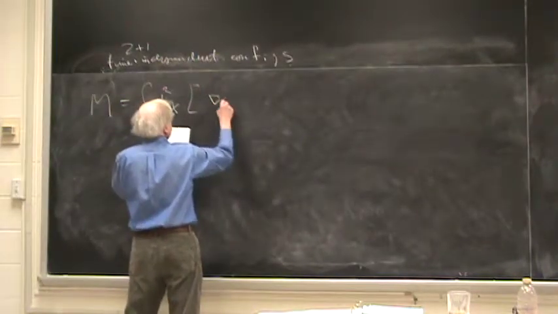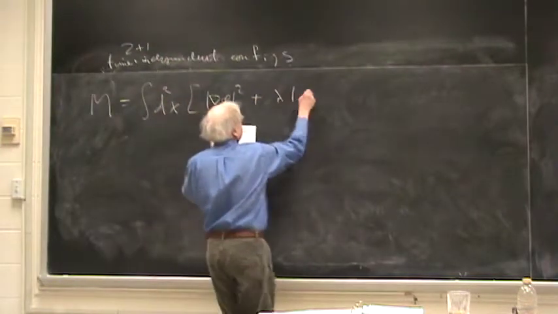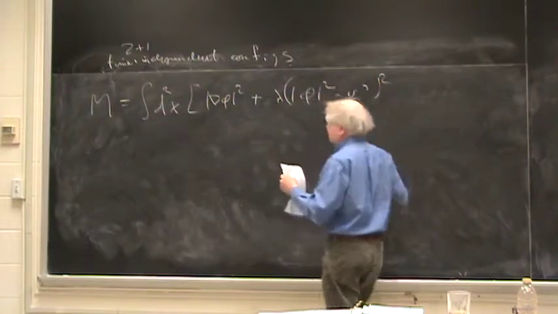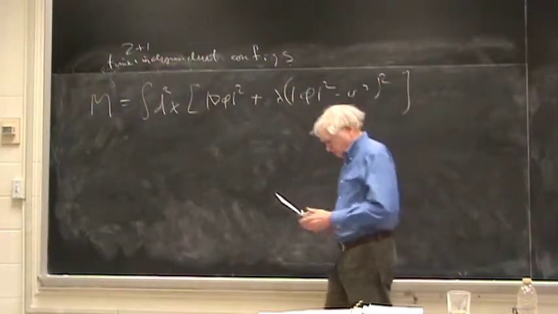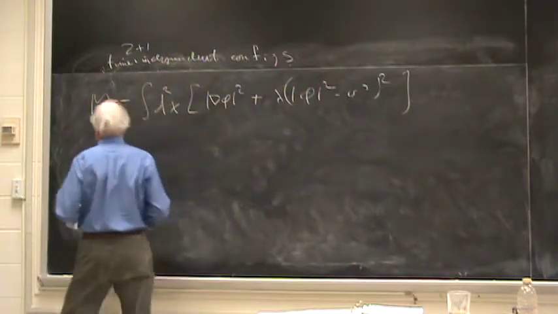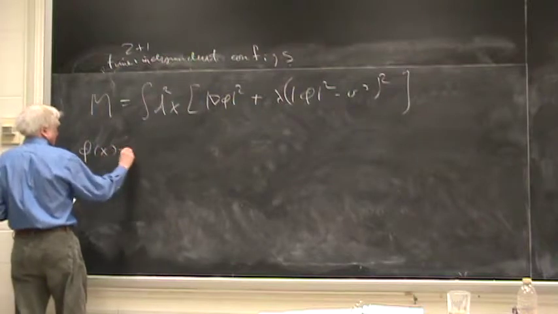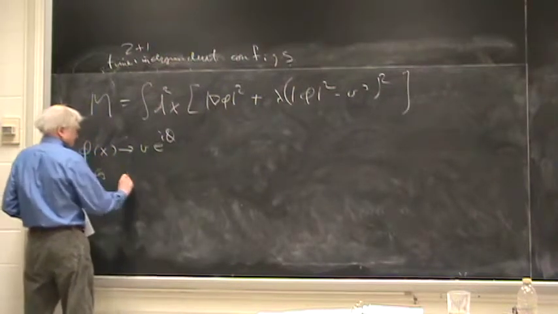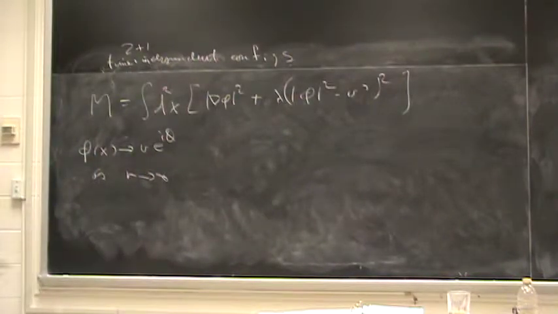It is the integral of |grad phi| squared plus lambda (|phi| squared minus v squared) squared. Okay, so that's the standard Lagrangian or energy that we've seen many times. And what we want is phi of x to go to v e to the i theta as r goes to infinity. Now, there are two things involved.